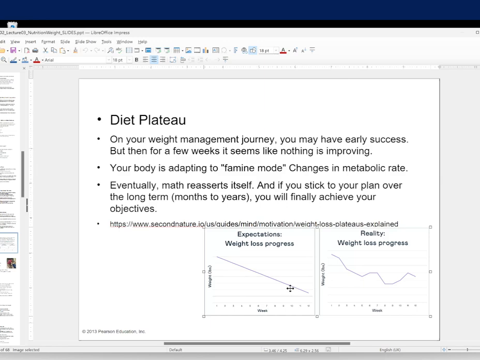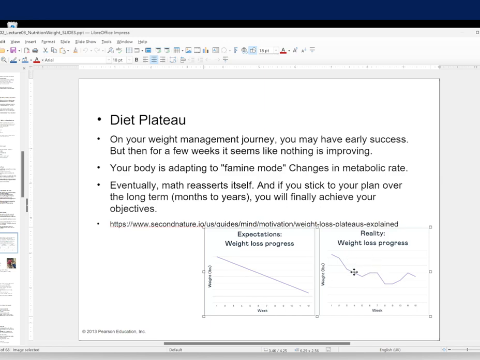Actually, it's supposed to be by month. These are supposed to be monthly, and then it's hypothetical anyway. So this is what you expect. The reality is that there is some initial progress, and it makes you feel great, and then unexplainably there's no progress. There's a slowing of progress, or no progress, or even a little bit of gain.